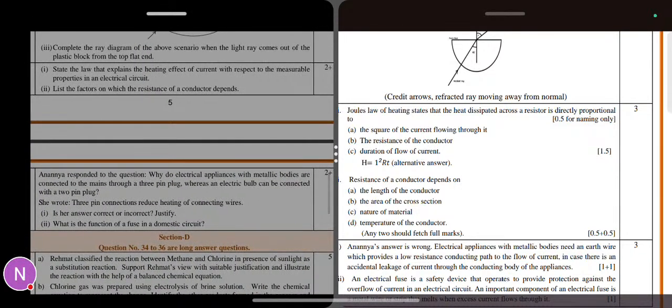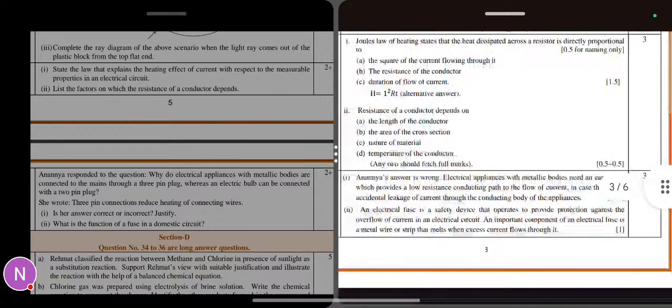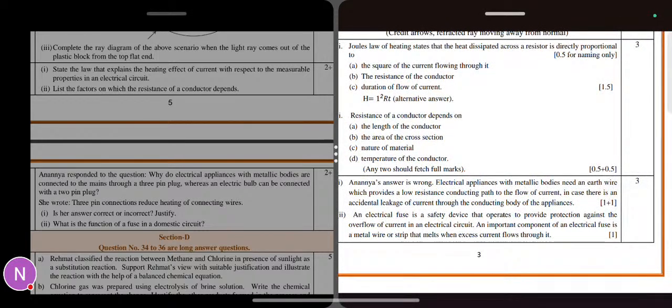33rd question. Ananya responds to the question, why do electrical appliances with a metallic body are connected to the mains through a 3-pin plug, whereas an electric bulb can be connected with a 2-pin plug? First, is her answer correct or incorrect? Ananya's answer is wrong. Electrical appliances with metallic bodies need an earthing wire which provides a low resistance conducting path to the flow of current, in case there is an accidental leakage of current through the conducting body of the appliance.